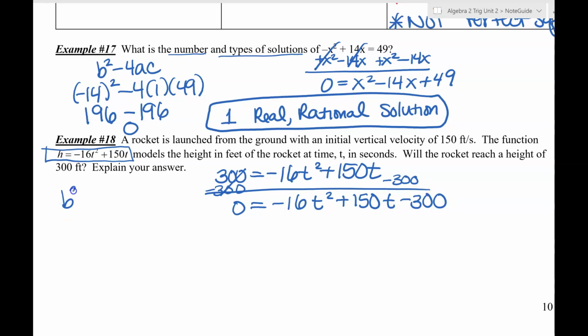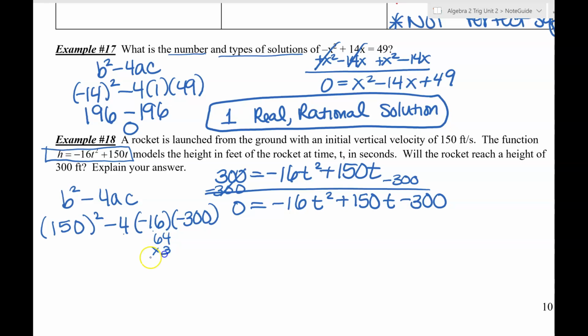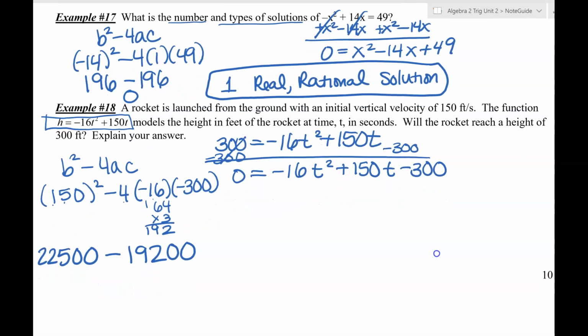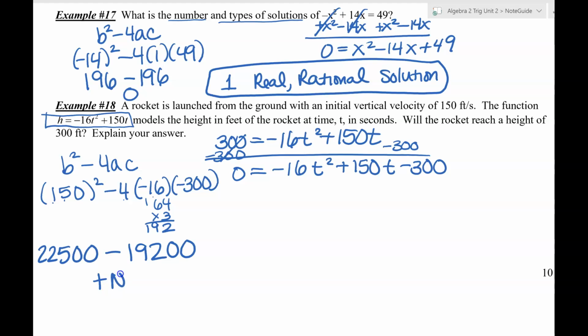And so again here, if I'm doing a B squared minus 4AC calculation, that's 150 squared minus 4 times negative 16 times negative 300. Now, 4 times 16 is 64, and 64 times 3, 192. So this would be a negative 19,200. And then 15 times 15 is 225. You can use a calculator there. So 22,500. When you subtract these, I know that I'll get a positive number.